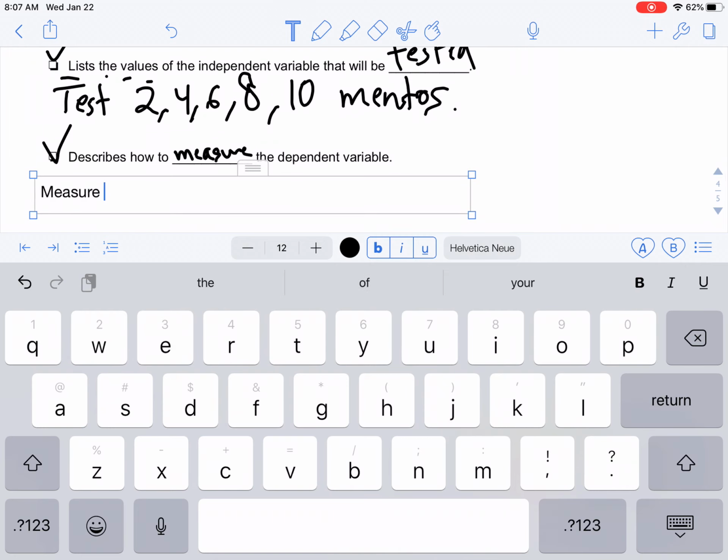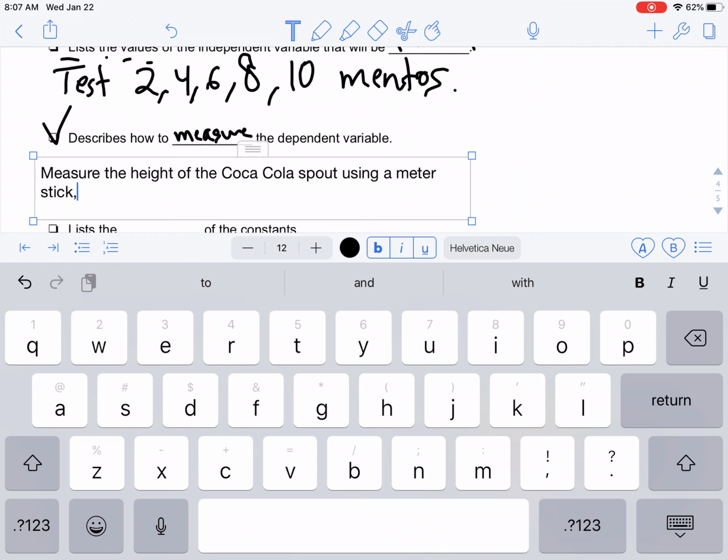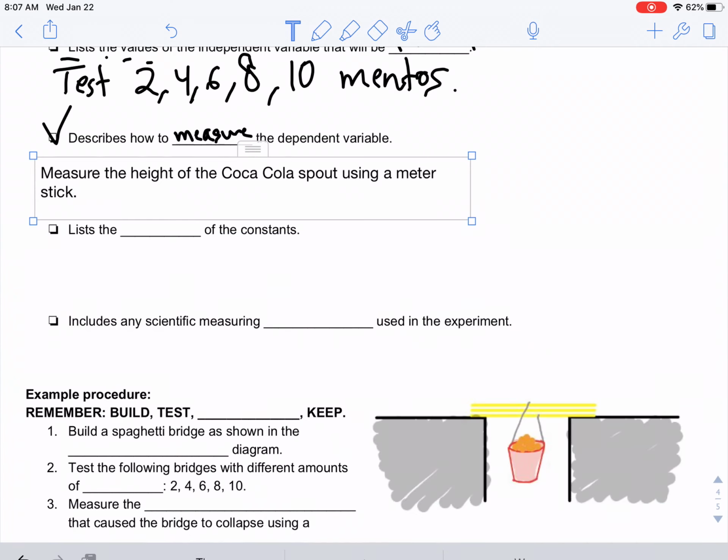Measure, and we're using verb first language. Measure the height of the Coca-Cola spout using a meter stick. Using a meter stick. That's an important piece. Perfect. Very specific.